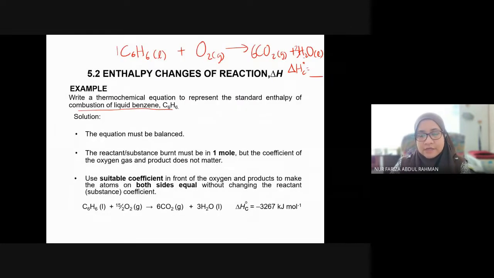So how many oxygen do we have on the product side? So we have here 3, and then here we have 12. 6 times 2 is 12. 12 plus 3 is 15. Okay, so we have 15 on the product side. All right, so to make sure that we have 15 on both sides, we have to use 15 over 2. Okay, so this is a fraction because this one and this can be cancelled out. So we have both coefficients on the reactant and product side are the same. Okay, alright. So that is how you prepare ataupun write the thermochemical equation for combustion of liquid benzene.